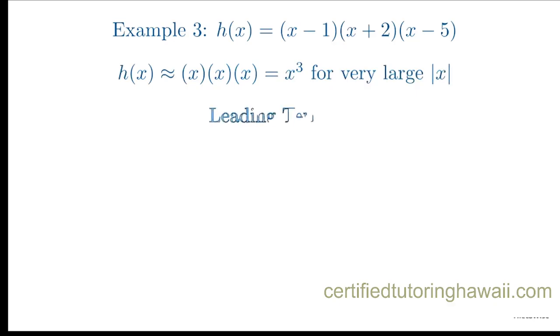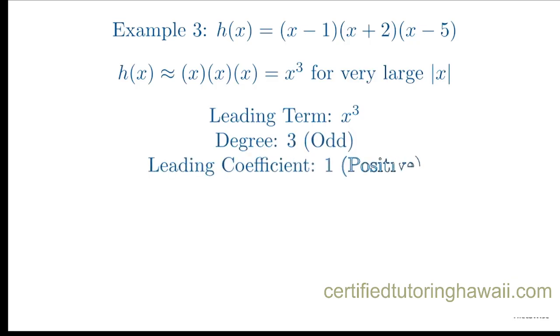This gives us a leading term of x cubed, which has an odd degree of 3 and a positive coefficient of 1. Therefore, the end behavior is left down, right up. As you can see, you only need to multiply the leading x's from each factor. Let's look at one more slightly tricky case.